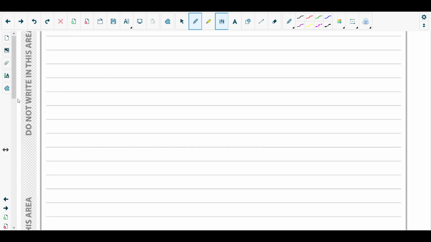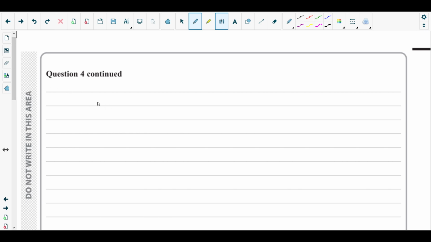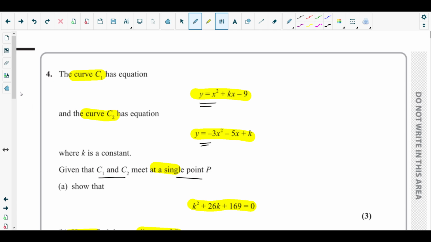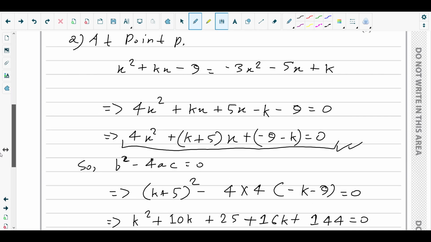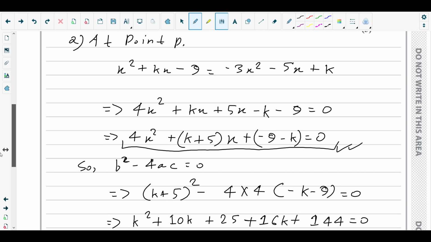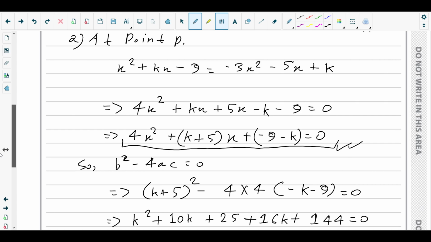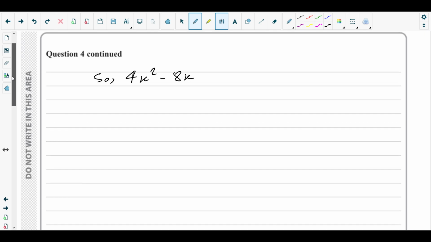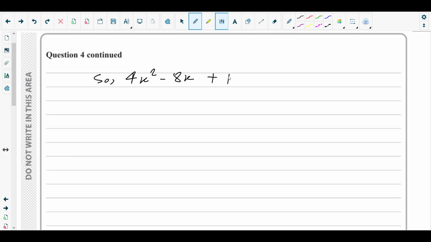Okay. So if k equals negative 13, you'll get 4x squared minus 8x, and then minus 9 minus k, that means negative 9 plus 13, that would give you plus 4, equals to 0. Okay, so now what we can do? We can divide both sides by 4.